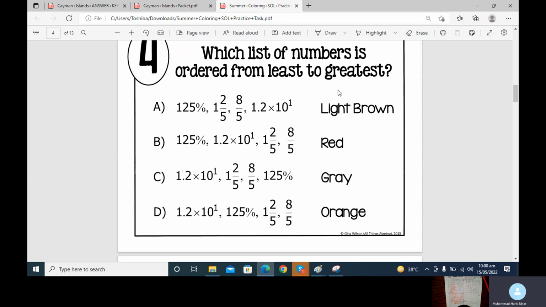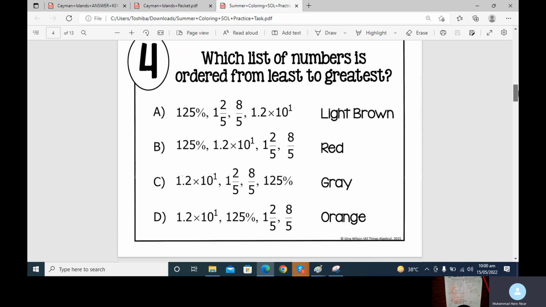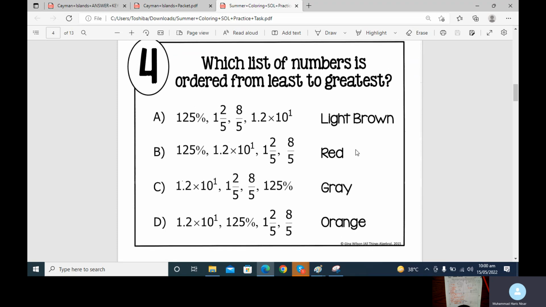Question number 4. Which list of numbers is ordered from least to greatest? So we need to observe the pattern. In ascending order, the first number will obviously be the least, then a bit greater, then greater, and at the end the greatest. So you need to see the pattern which follows that.